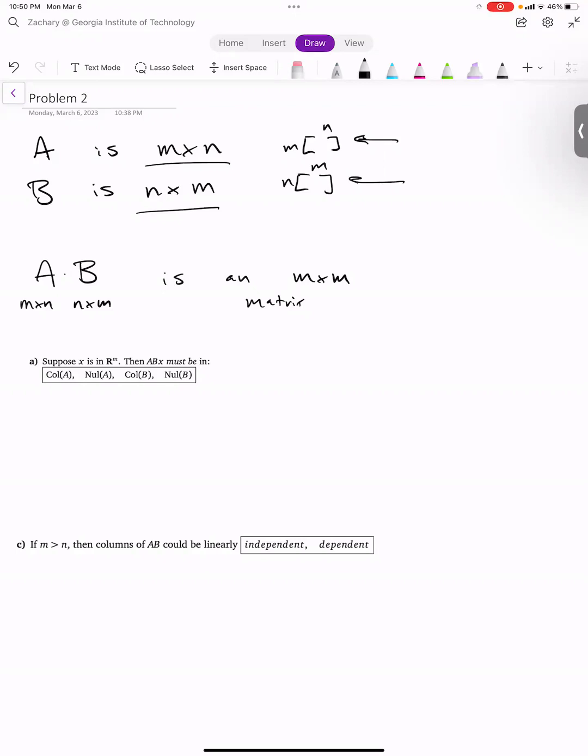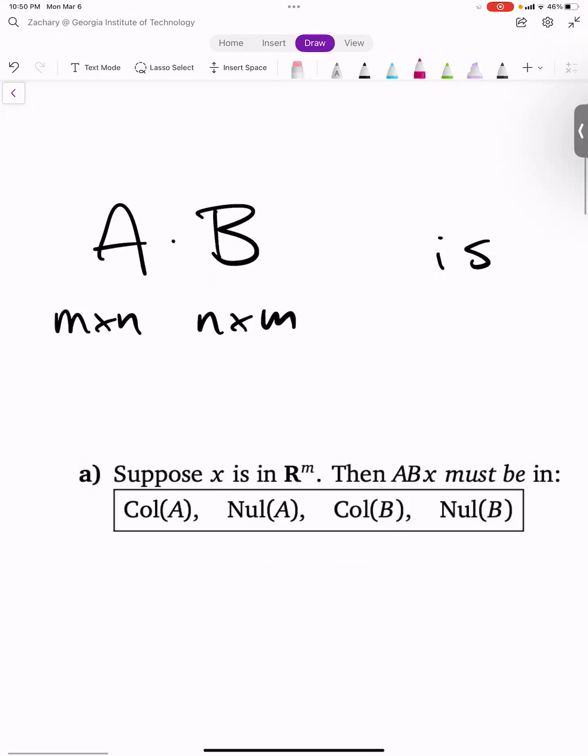When you multiply A times B, it gives us an M by M matrix. The way we can tell this is when we multiply two things together, I like to write their dimensions under them and draw a box around their middle things. If they're the same, I draw a check, and that means we can multiply them. Whatever's on the outside of the box, in this case M and M, is what our product is going to be.